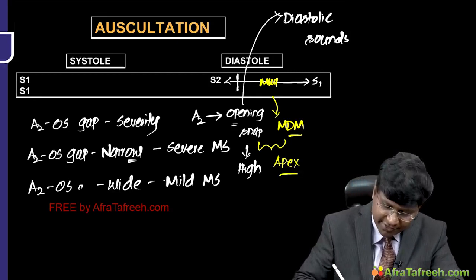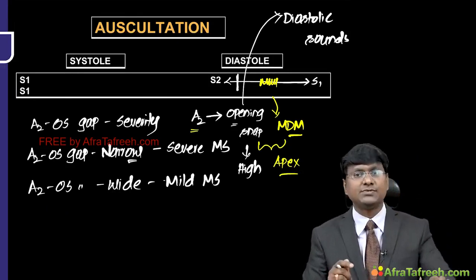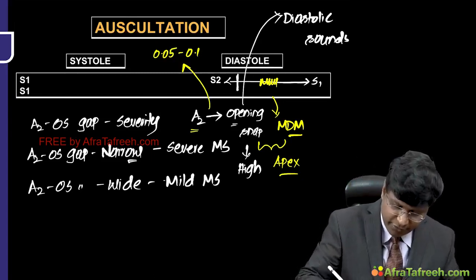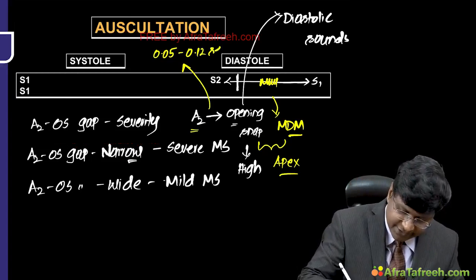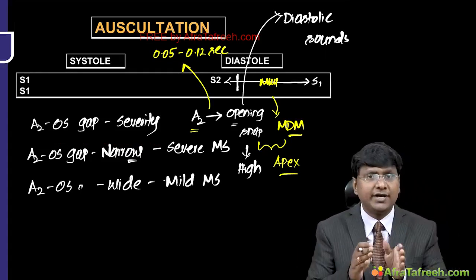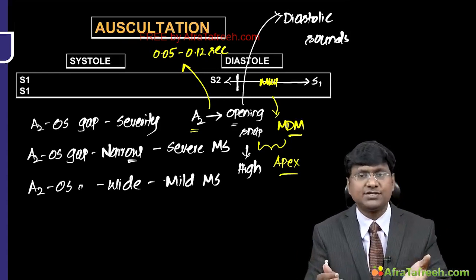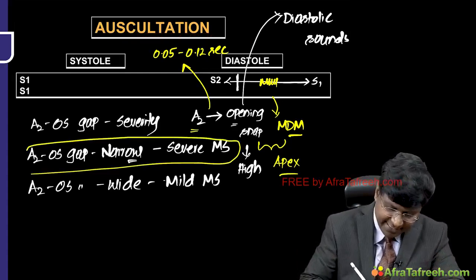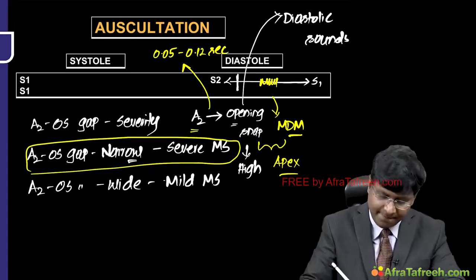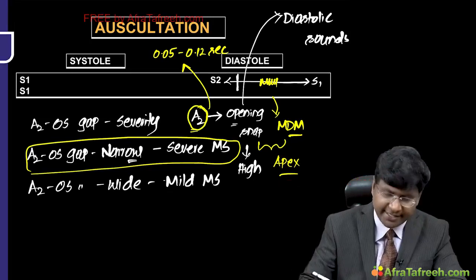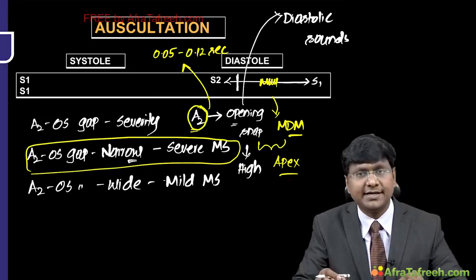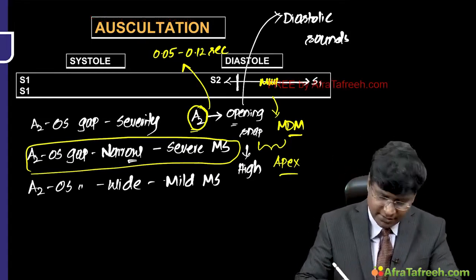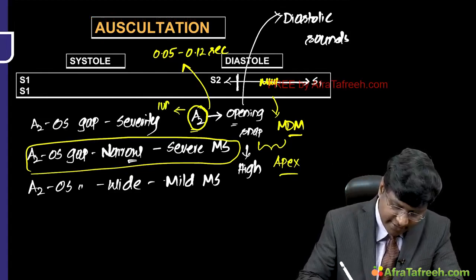And one more point you need to know is the duration between the A2 and the opening snap. The duration between A2 and opening snap is around 0.05 to 0.12 seconds. So closer is your A2-OS gap, severe is your mitral stenosis. And the concept is very simple. How can you substantiate this concept? Narrower is the gap, severe is your mitral stenosis. See, once you listen to A2, right? A2 is heard during which phase of the cardiac cycle? A2 is heard during the isovolumetric relaxation phase.